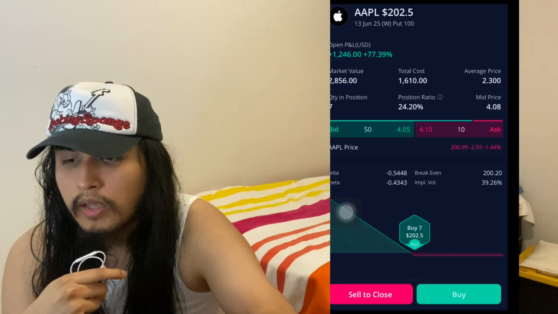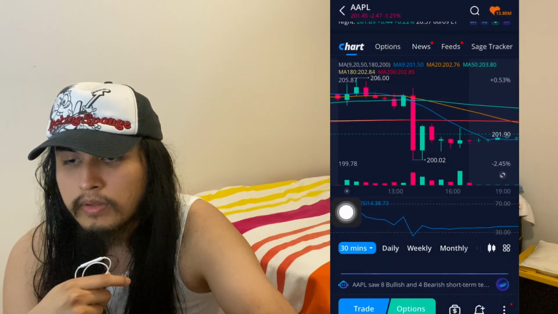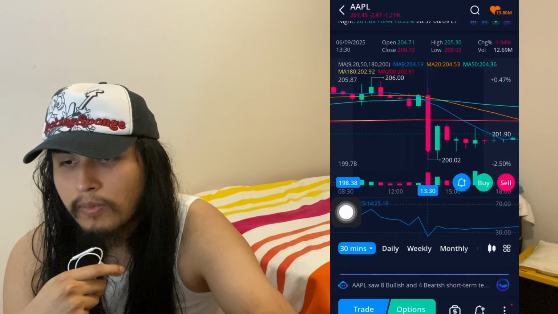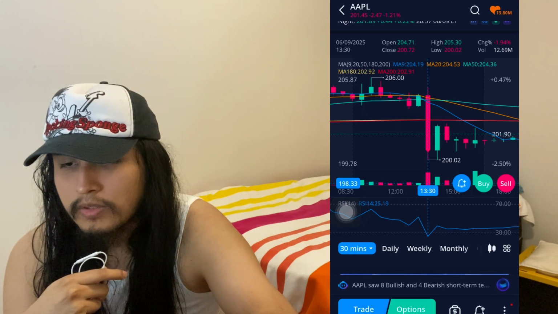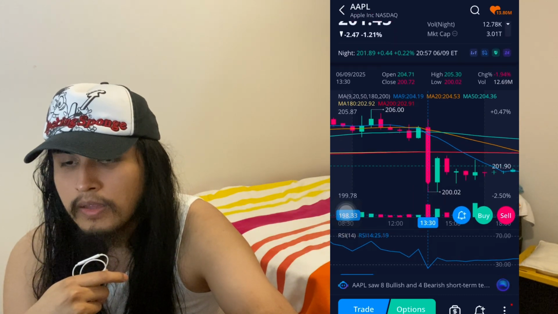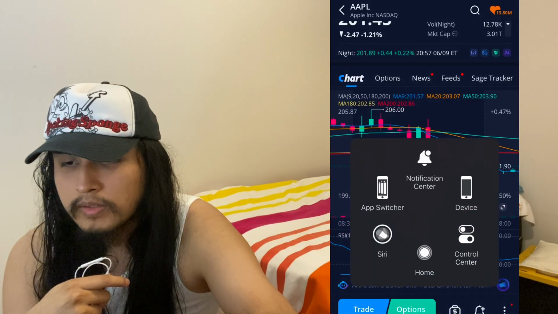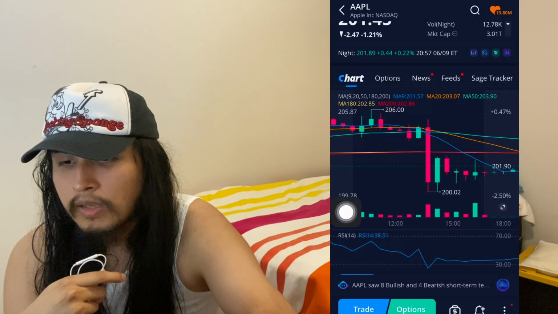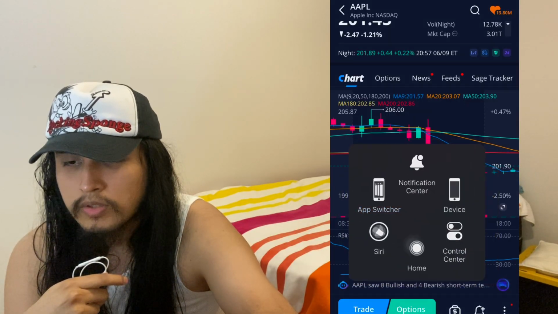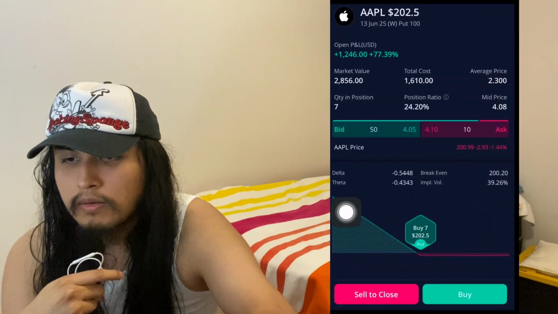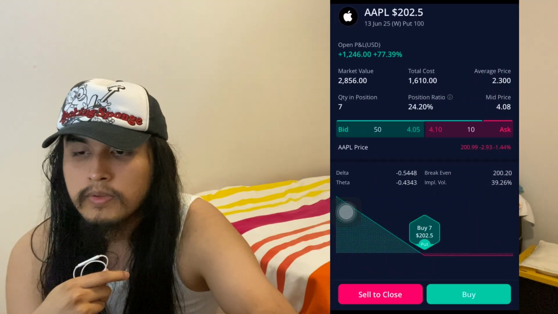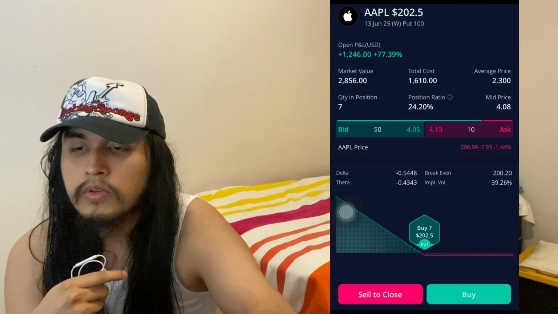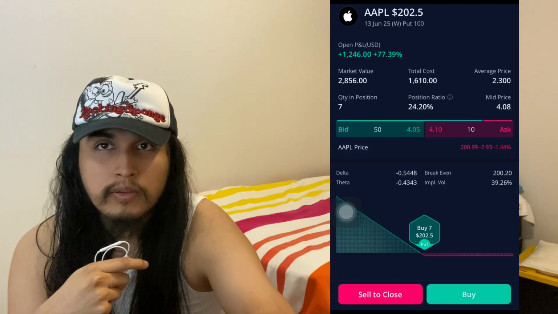So 13:23 would be this candle right here. So once Apple made this huge move towards the downside and just got rejected by the 20-day moving average, I just sold out the position, making a quick gain of $1,246. So basically what you're trying to do is play calls or puts depending on how the moving averages look like on the chart.